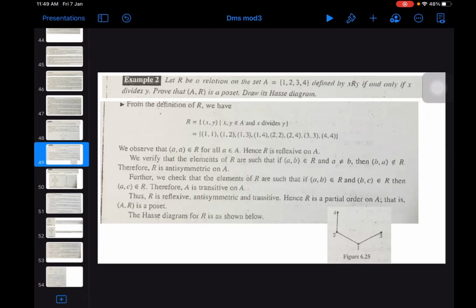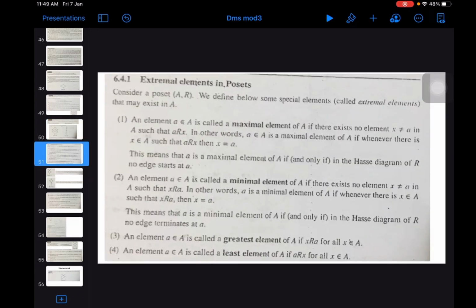Since you are not replying to my questions or any kind of clarifications, I'll just wind up this. Look at this. There is another example here, and extremal points.